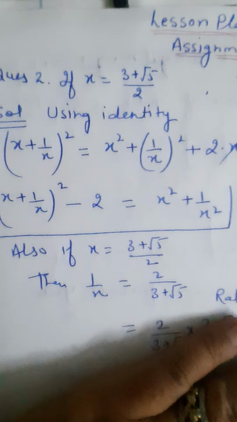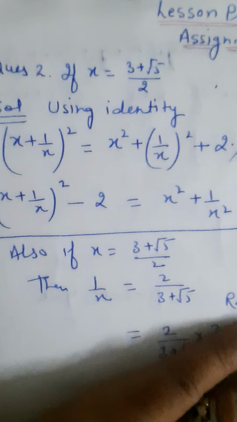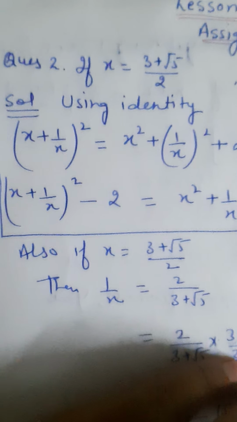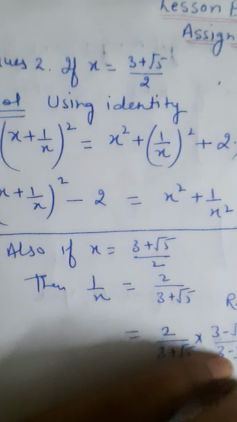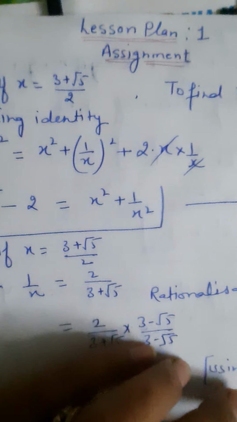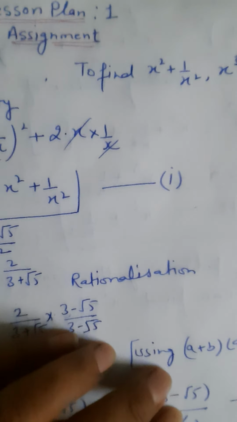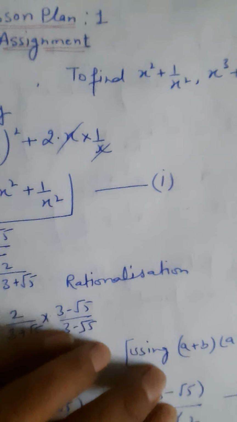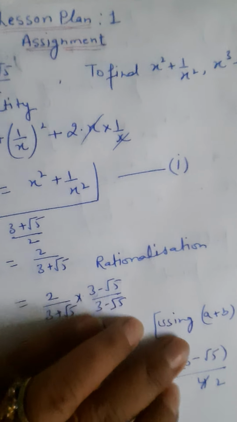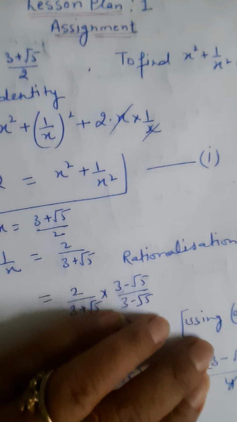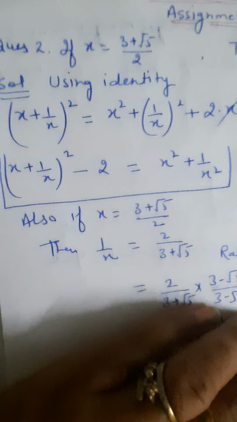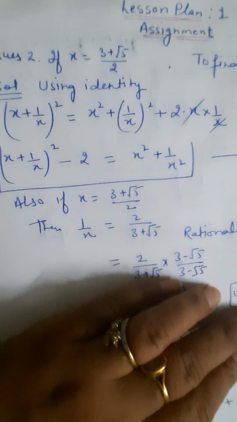Like assignment, special assignment part A, question number 2. In this they are saying x is equal to 3 plus root 5 upon 2, and they are asking you to find x square plus 1 by x square, then further x cube plus 1 by x cube, and one more part is there, that is x raised to 4 plus 1 by x raised to 4. So बच्चे, in such type of questions how do we do?